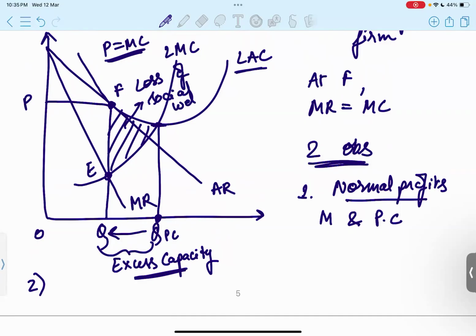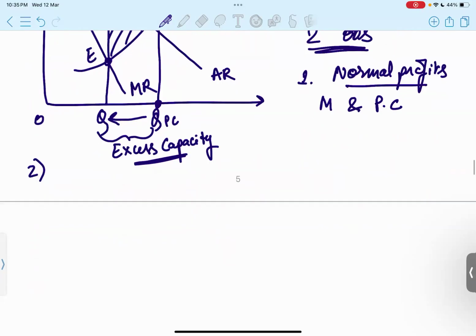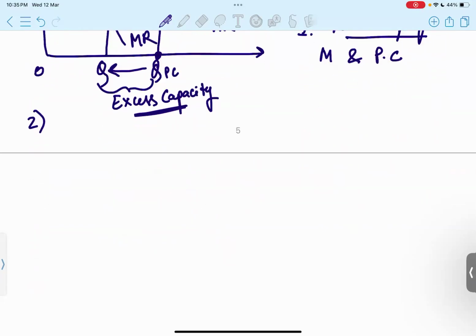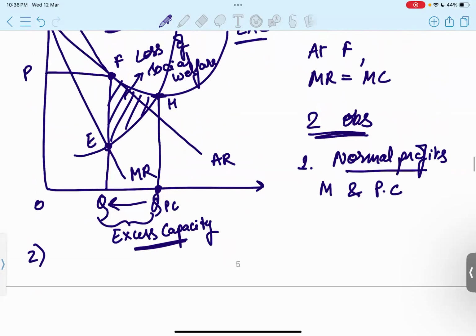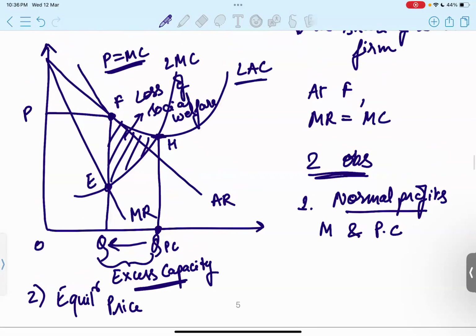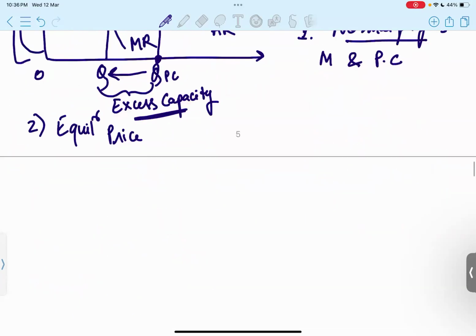So this is not a social optimum point, whereas this point H is a social optimum point that is achieved under perfect competition. So the second observation is that the equilibrium price is higher under the monopolistic firm. Like OP is the equilibrium price level, under perfect competition it would be this. So that is higher under monopoly than perfect competition. So these are two observations.